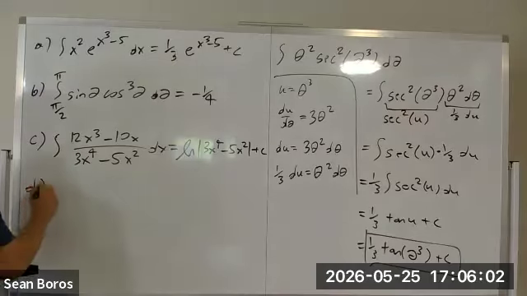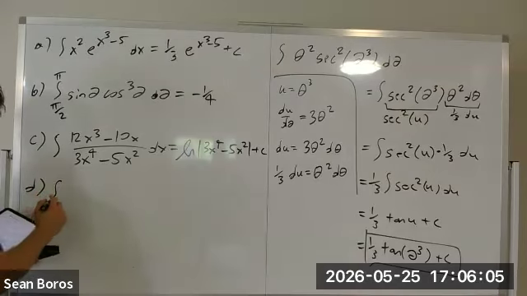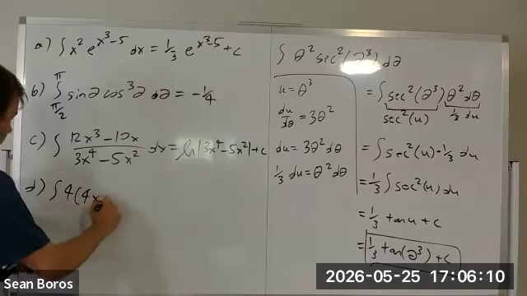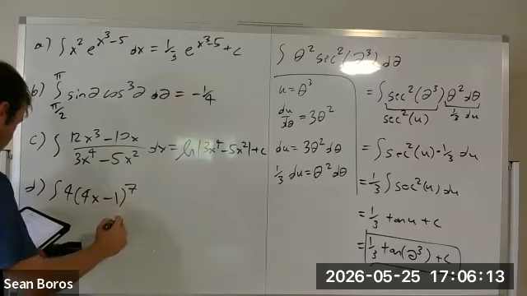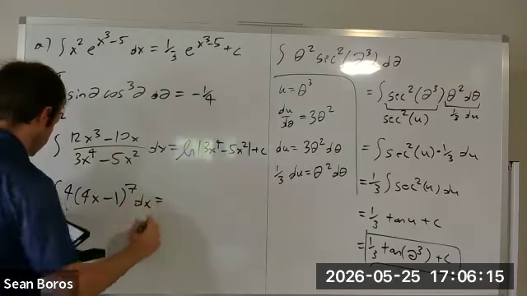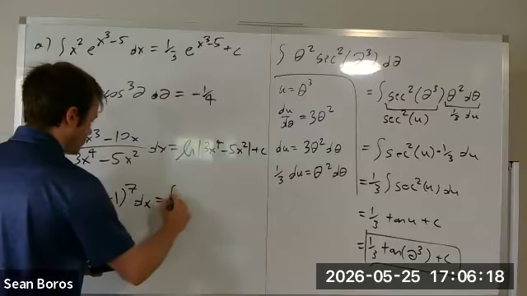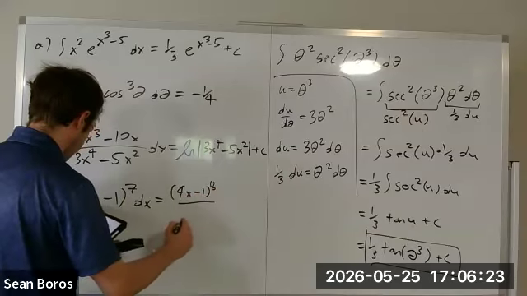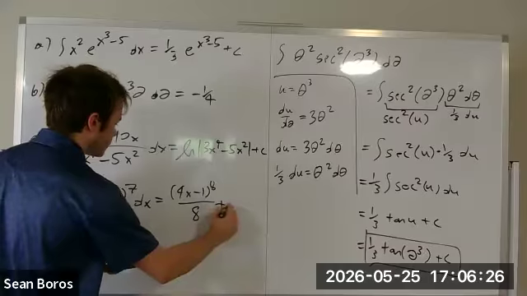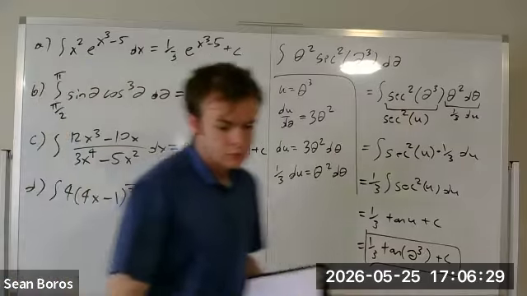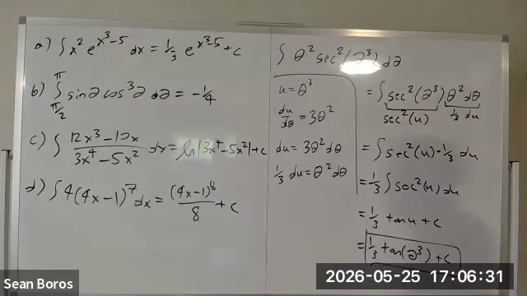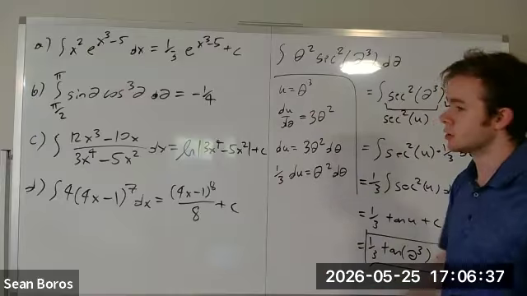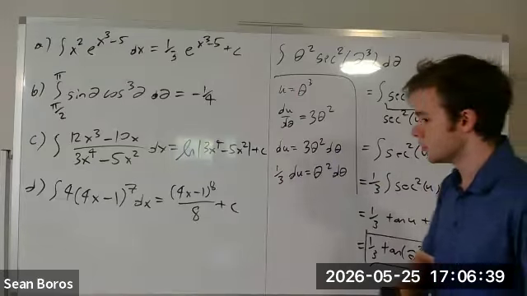And our last one here, part D, is the integral of 4 times 4x minus 1 to the power of 7 dx. And the answer there should be 4x minus 1 to the power of 8 over 8 plus c. Okay. So again, those you don't have to do, but if you'd like some extra exercises, I'd certainly recommend doing this. Okay, we'll go ahead and end that there.